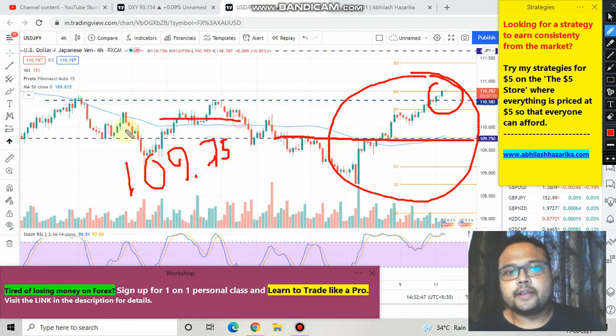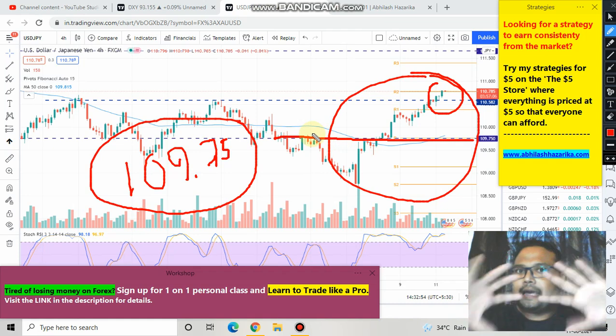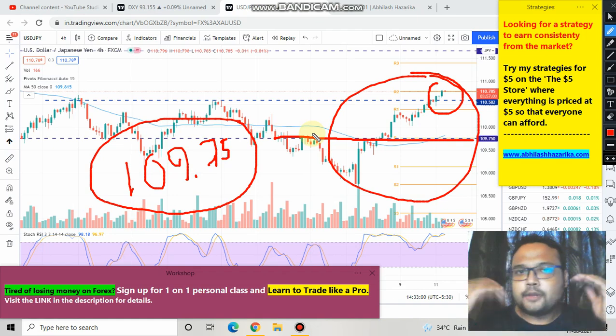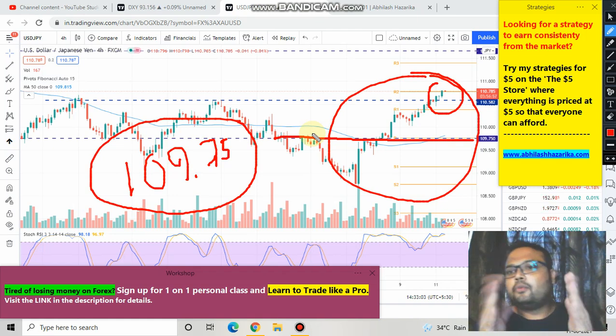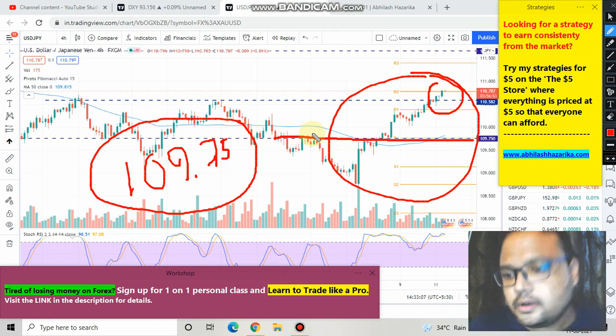109.75 is a very strong support from the weekly chart. This was the level that was acting as a resistance for the market previously for 2 months, and right now the same level is acting as a support for the market. I'm not going into detail. If you want to know more about this level, just watch any of my previous videos, you will learn in detail.